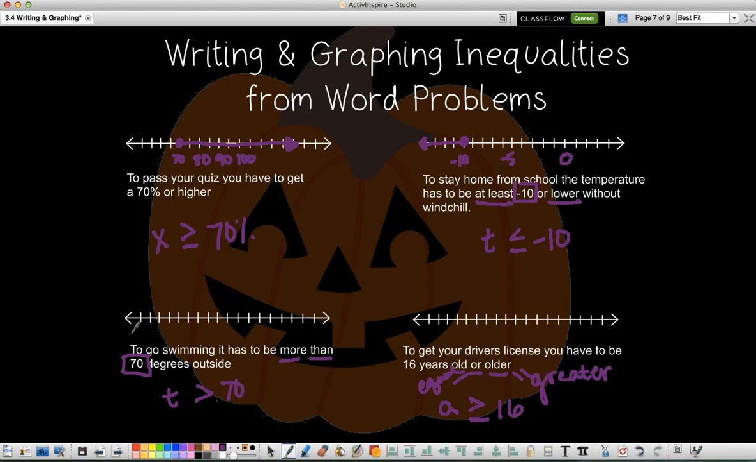And then here, so I have 70, 72, 74, 76, 78, 80. So notice I'm writing it all different ways just so we get practice filling out a number line. As long as you stay consistent, it doesn't matter. 2, 4, 6, 8, 10. So here's 90. 2, 4, 6, 8, 10. So here's 100. Okay, so it has to be more than 70 degrees. So it's an open dot because you can't swim if it's 70 degrees. It has to be more than 70 degrees. And then more than implies greater than, so my arrow points to the right.